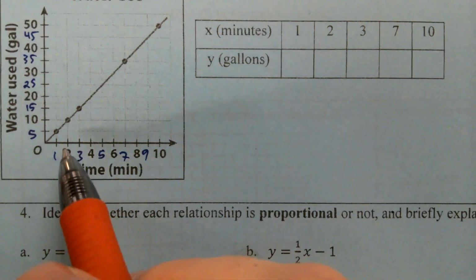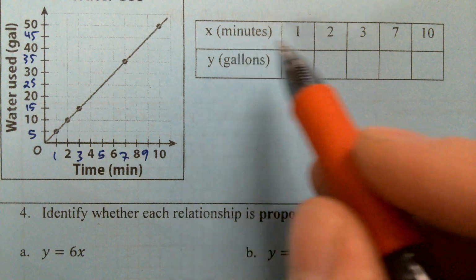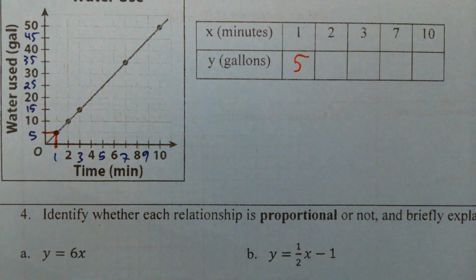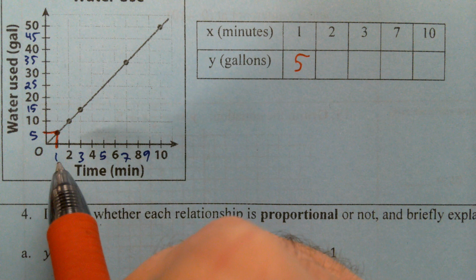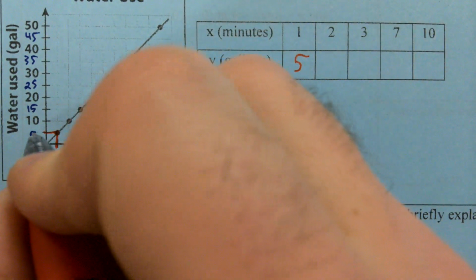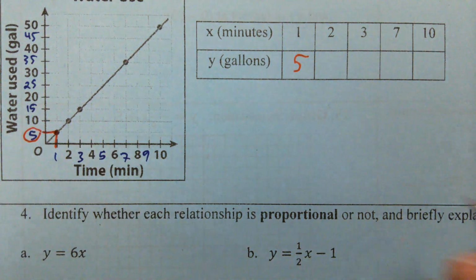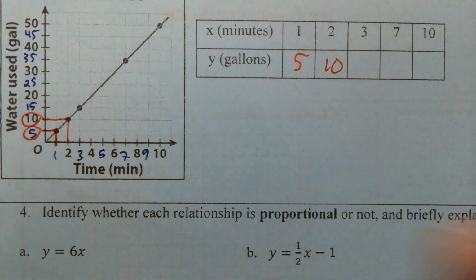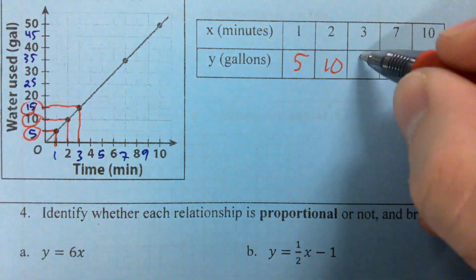So now we just got to figure out each of these points. After 1 minute, that's this point here, we see that 5 gallons have been used. Okay, after 1 minute, we look up and over, 5 gallons have been used. After 2 minutes, 10 gallons have been used. After 3 minutes, 15 gallons have been used.